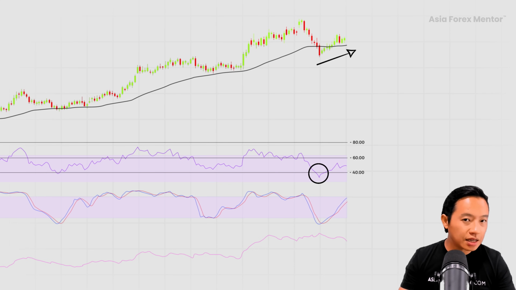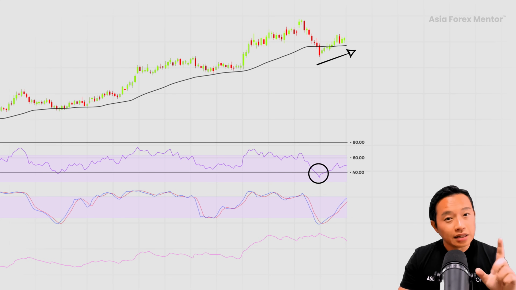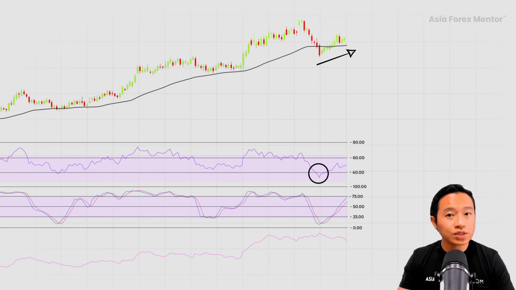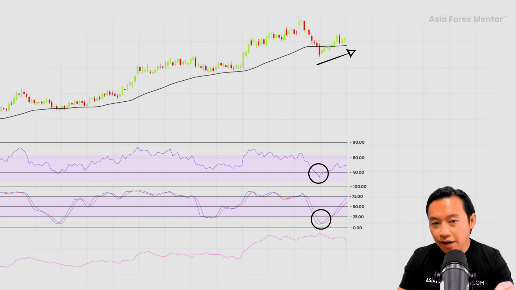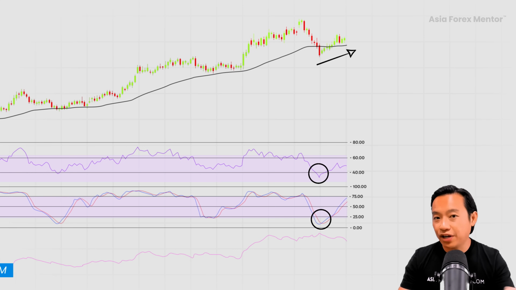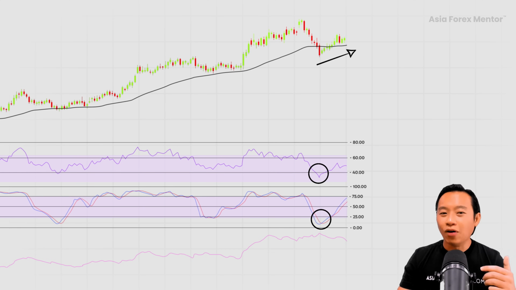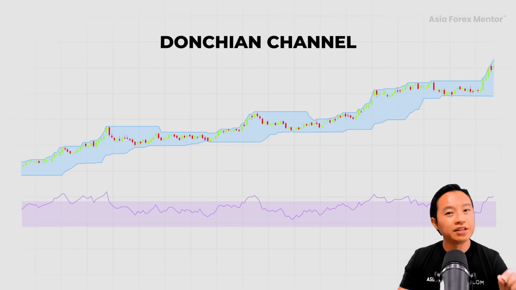Making the entry process more systematic and less subjective, which is the key in trading, right? Similarly, the stochastic indicator can be used as an entry trigger when it crosses above the 20. So this serves as another objective method for entering trades based on specific criteria, adding to the systematic approach of trading. Now, the other entry trigger method is the Donchian Channel.